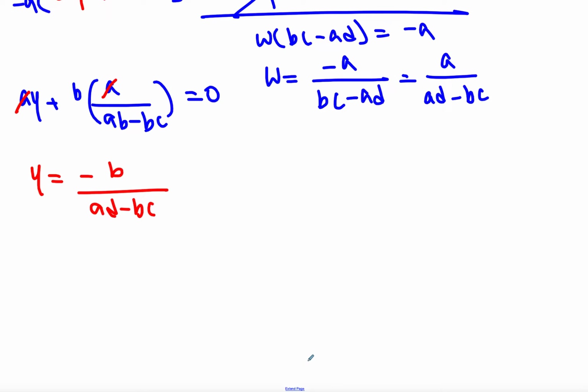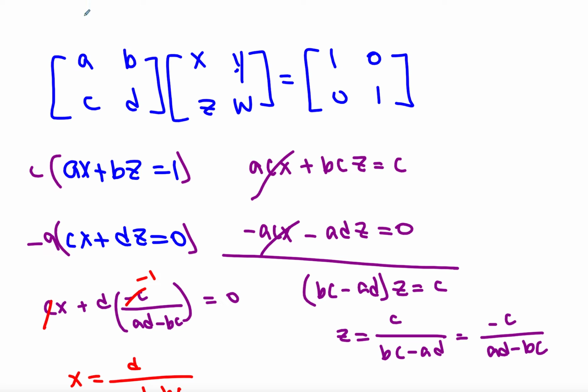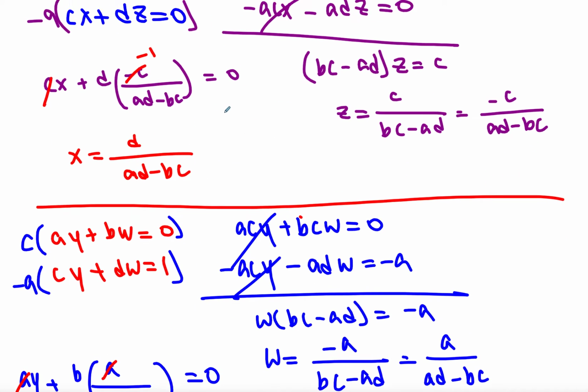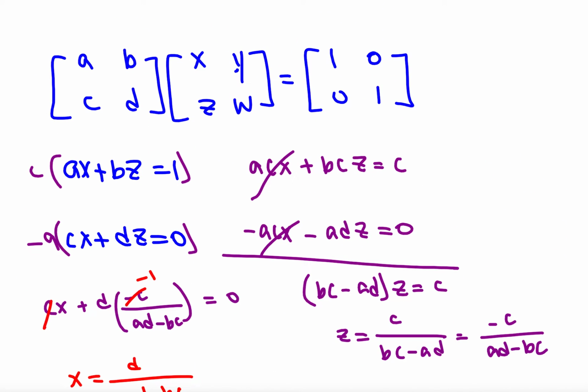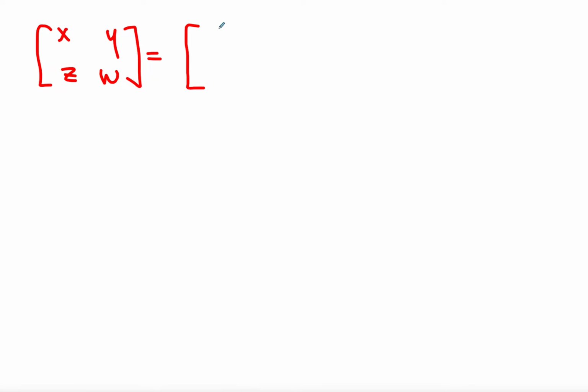So in fact, then you get to see that, hey, X, Y, Z, W can be rewritten. X was, I believe, D over AD minus BC.